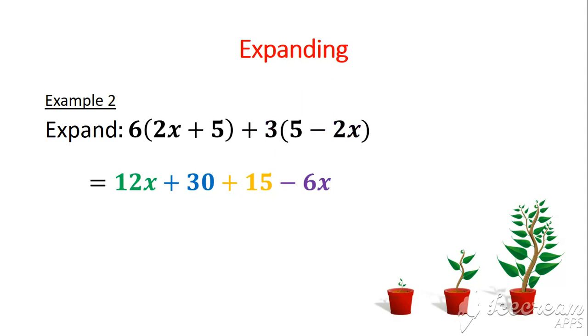Right, now we're going to simplify this and add together like terms. So we've got the 12x, take away the 6x, and that leaves us with 6x. And we've got the positive 30 plus another 15, that gives us positive 45. So we're going to write it down as 6x + 45.